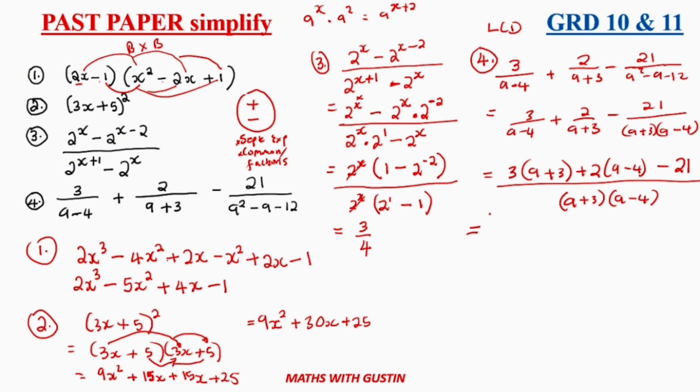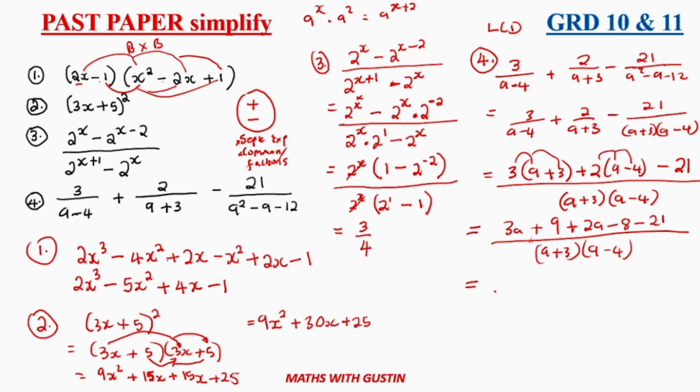What we can do now here is to remove the bracket on the top. All right, leave the LCD as it is, then we remove the bracket. Okay, let's go ahead and do that. A plus 3 at the bottom, a minus 4. Remove that, the bracket 3a. 3 times 3 here will give us 9, and then plus 2 times a will give us 2a. That's what I'm multiplying here. 2 times negative 4 will give us negative 8 minus 21.